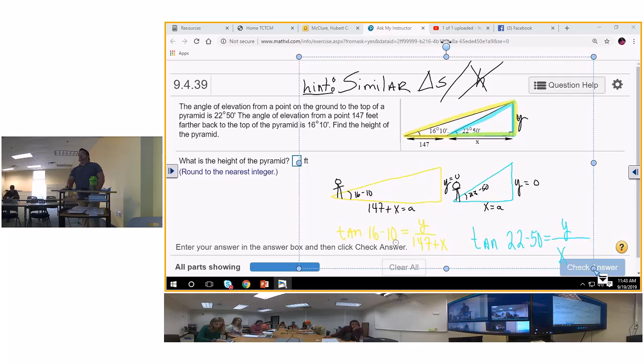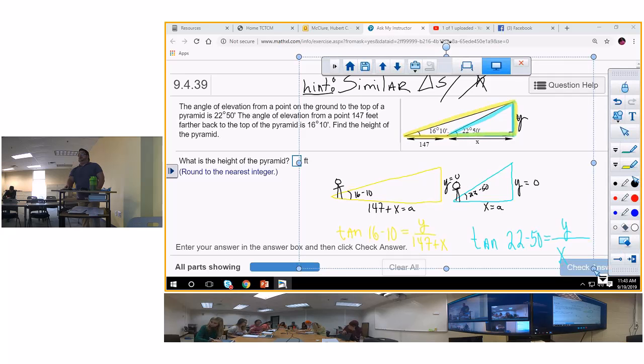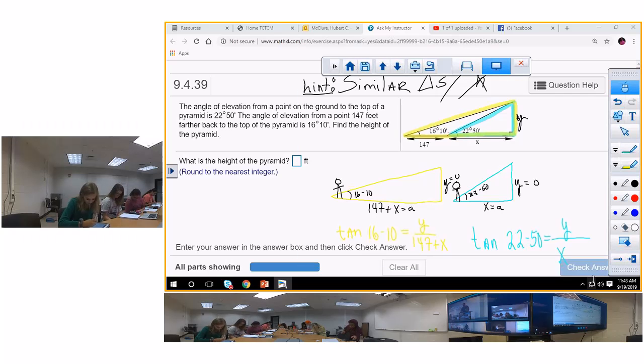Can I copy this? Let's see if I can copy this. I haven't had training, so let's see if we can copy this. Copy.